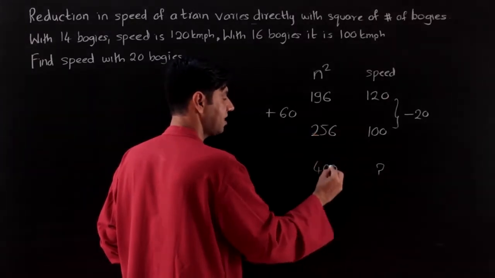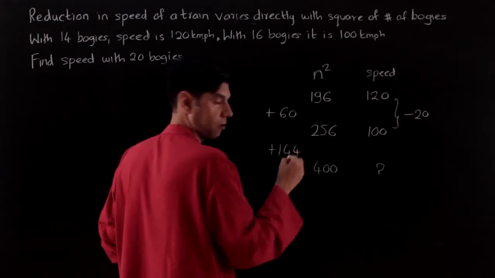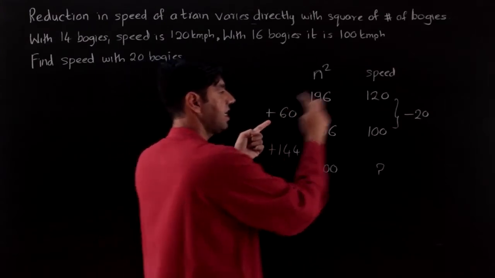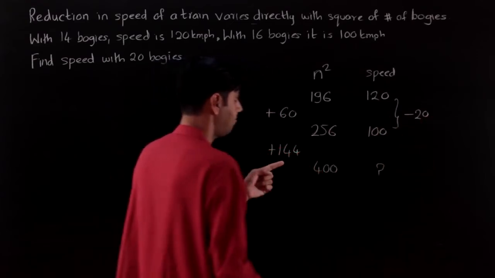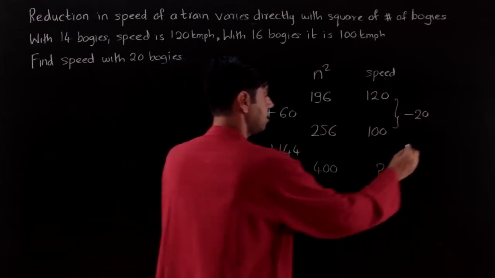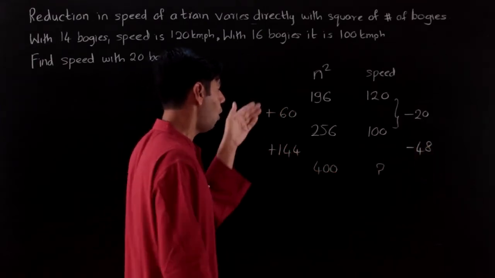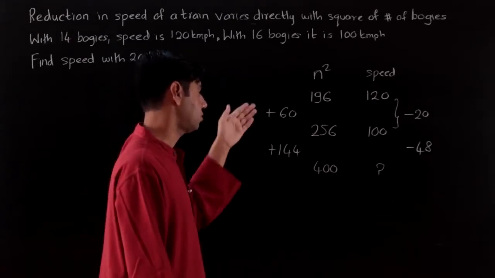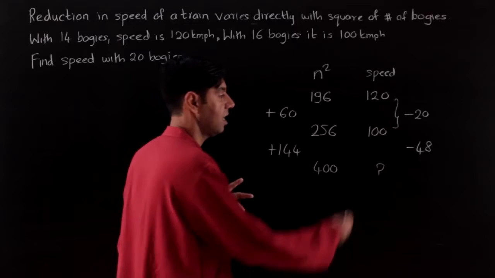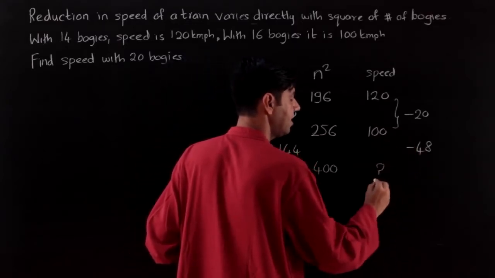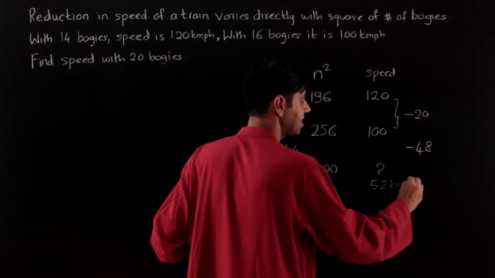So from 256 to 400, which is an increase of 144. 60 has become 1/3, that is 20. So 144 will also become 1/3. 1/3 of this is 3 4s are 12, 48. A decrease of 48. Or else you could look at it as a ratio this way and find the same ratio out over here. You'd get the same answer. A reduction of 48 from 100 means the speed is 52 kilometers per hour, and this answer is correct.